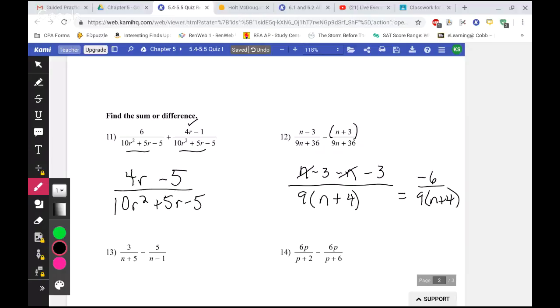And 3 will go into both of those. So that's going to end up being -2 over 3 times n plus 4.